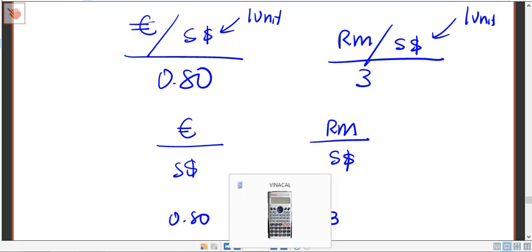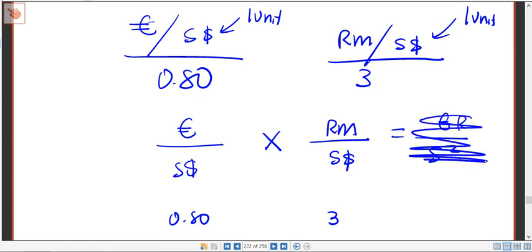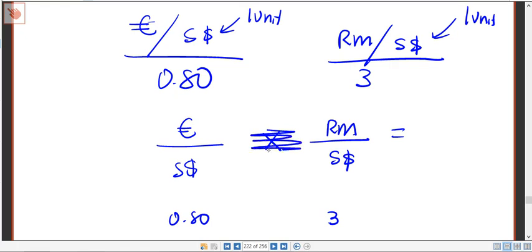Now the question is, are you going to multiply or are you going to divide? Because if you multiply, I don't know what you're going to get. You're going to get Singapore squared euro to RM. Very confusing. I'm not sure what that is. So you can't multiply, you have to divide.